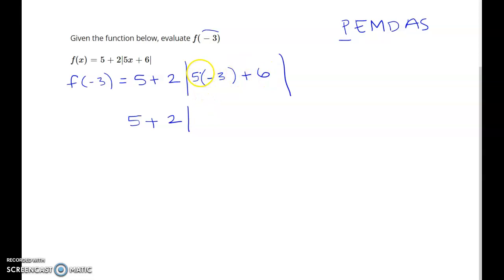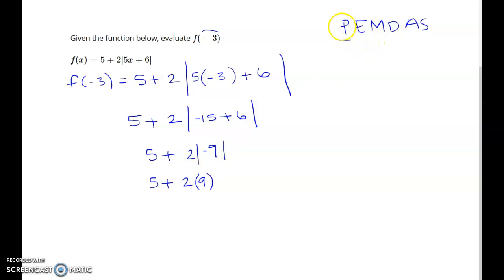Now inside the parentheses I can do 5 times -3, which is -15, plus 6. Okay, let's continue to simplify in the parentheses, or absolute values in this case. So -15 plus 6, we're going to get -9 in the absolute value, and we still have the 5 plus 2. Okay, next we go 5 plus 2, and now we actually do the absolute value. So the absolute value of -9 is just +9, so now this will be multiplied.